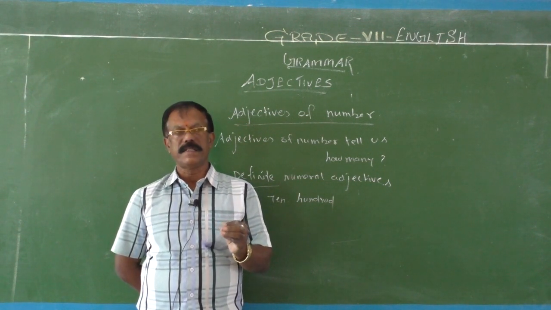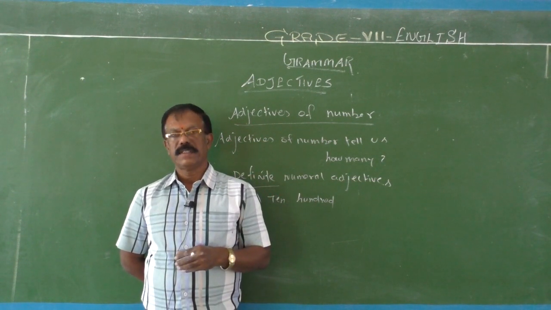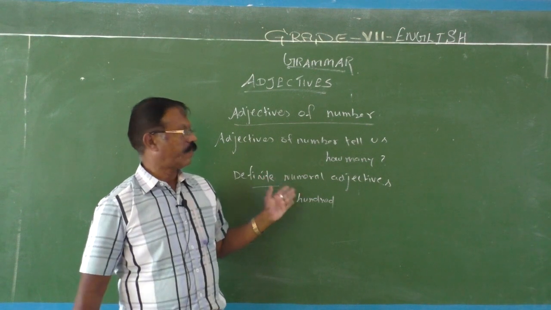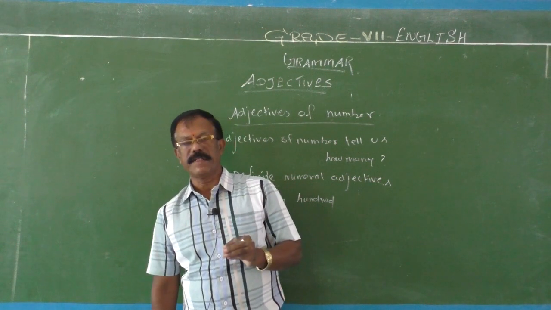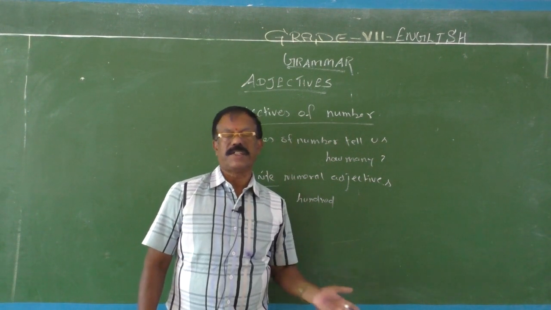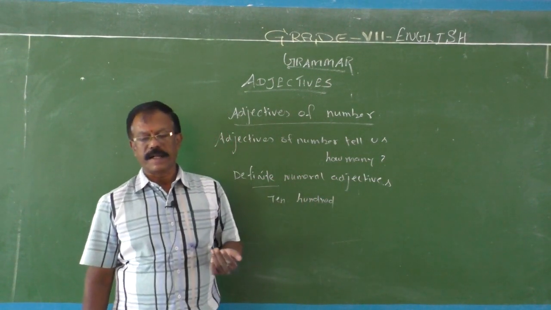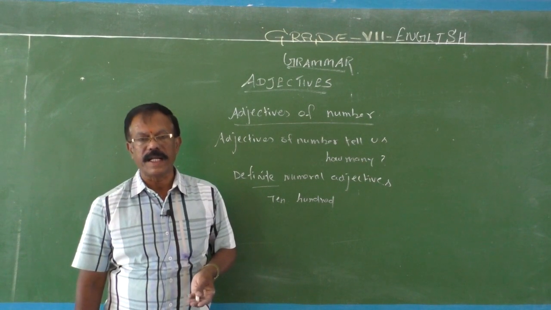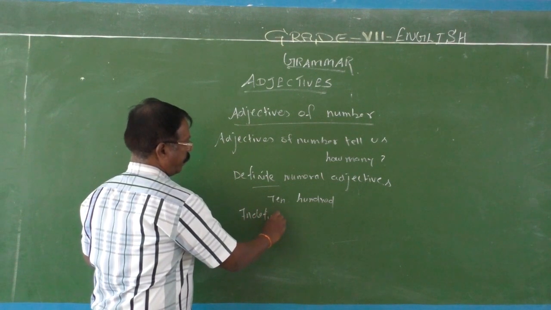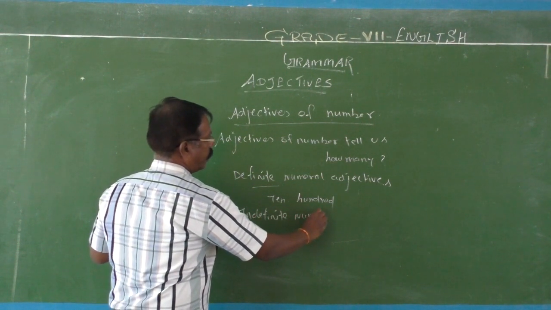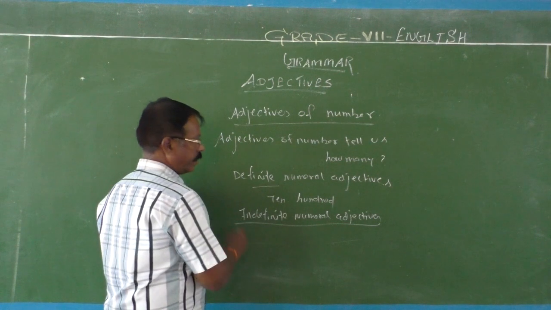I have 10 pencils in my pouch. We have 5 fingers in our hand. Okay, like that. So they are called definite numeral adjectives because they refer to numbers exactly. The exact number is expressed by such adjectives. We have another kind that is called indefinite numeral adjectives. These adjectives don't show the exact number.